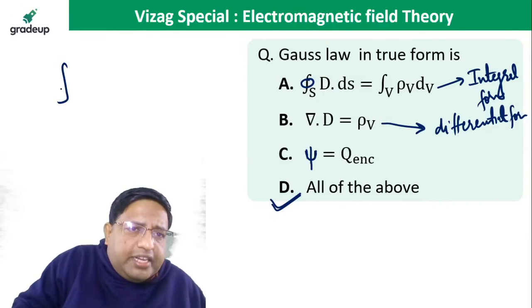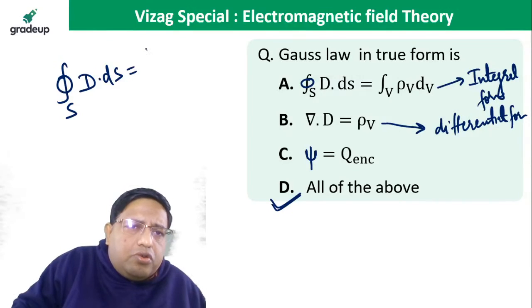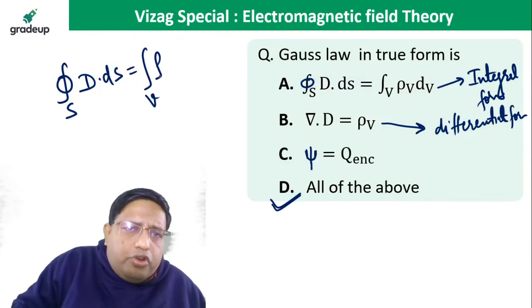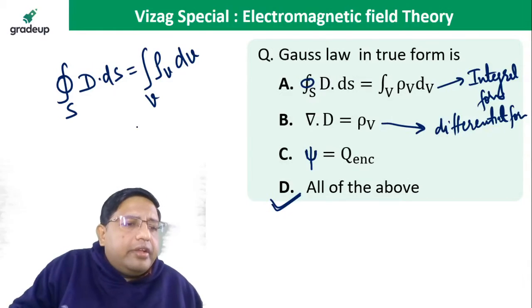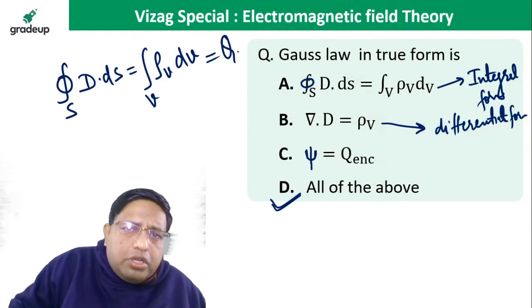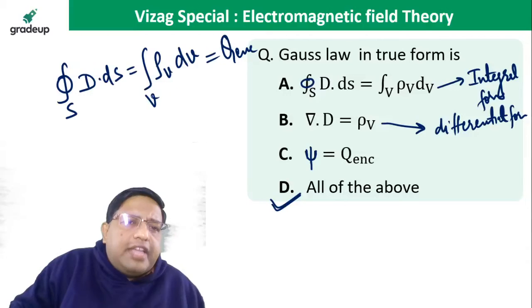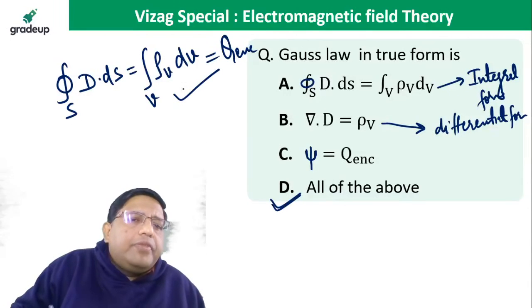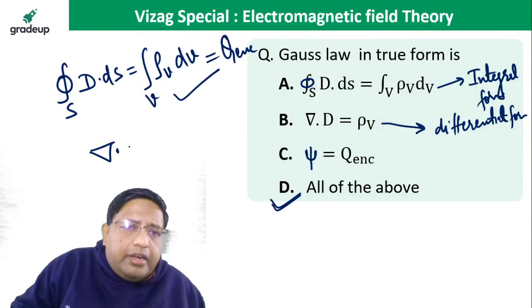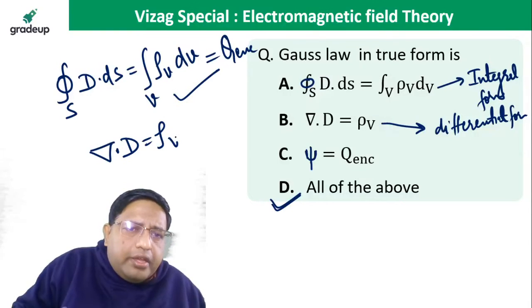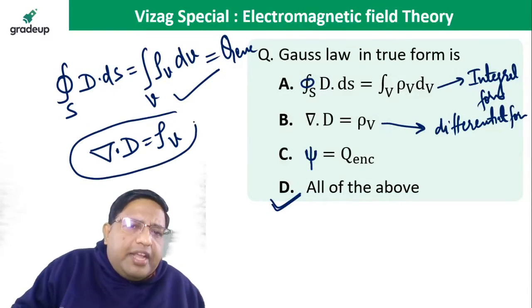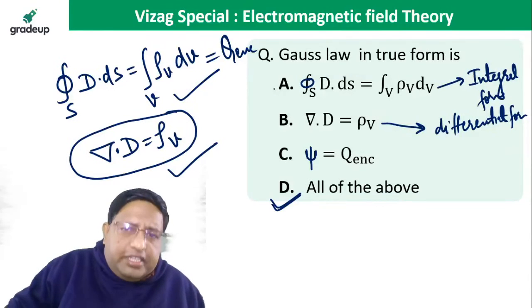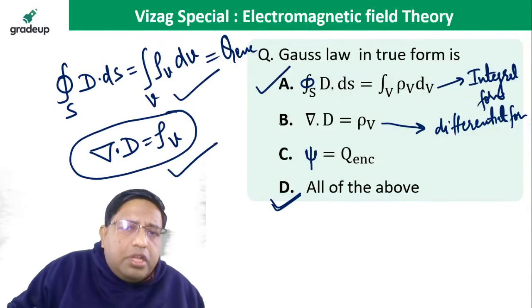The closed surface integral of D dot ds is equal to volume integral of rho v dv is equal to Q enclosed. That is the Gauss law in integral form. And del dot D is equal to rho v. That is the differential form of the Gauss law. This is the integral form of the Gauss law. This is the differential form of the Gauss law.